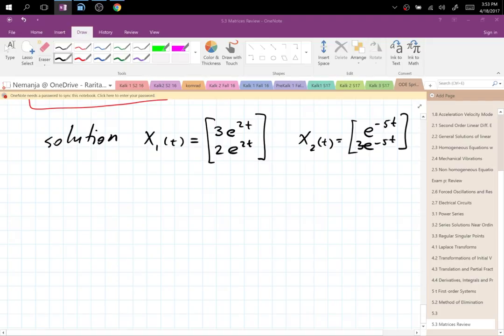Is there anything else that I want to add? So we have the superposition. Yeah, okay. I think that's it. That's it for now. So let's go with 5.4. The eigenvalue method for homogeneous systems.